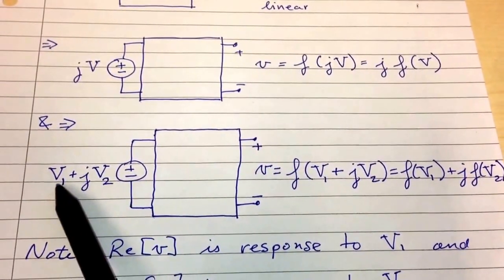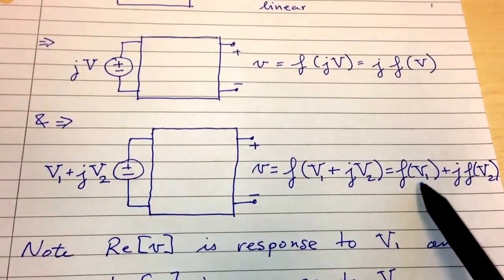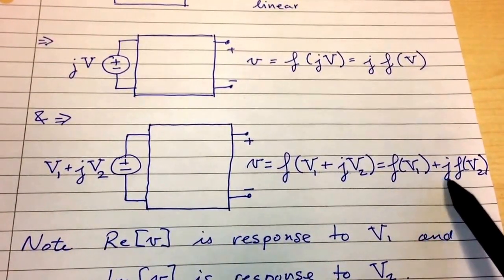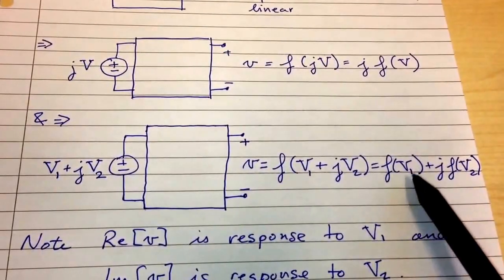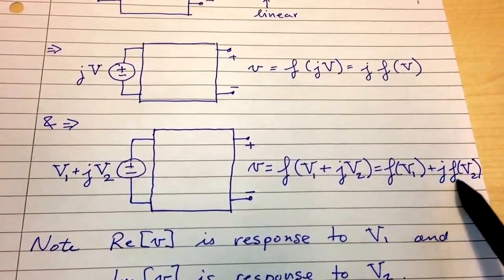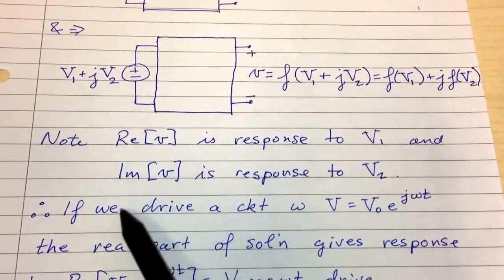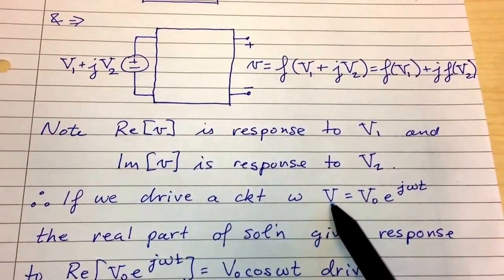So if we use superposition, we take a real component plus an imaginary component, the solution ends up looking like a real function plus J times another real function, so plus an imaginary part. And notice the response to the real part is purely real, and the response to the imaginary part is purely imaginary, as promised.